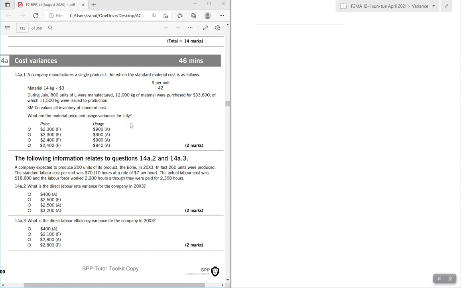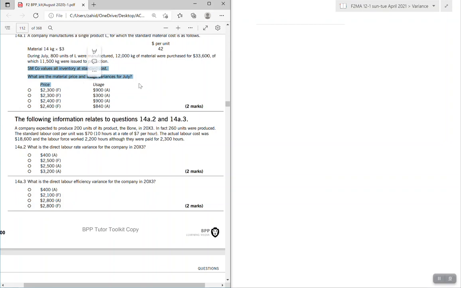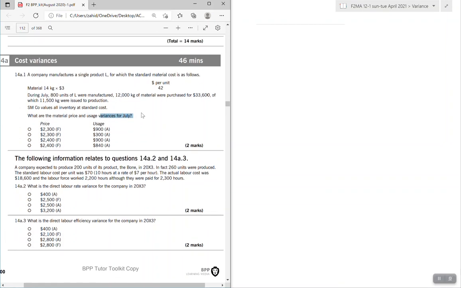What are material price and usage variance? Remember, I have seen in many places where they have formulas for variances, and they are very difficult to memorize. So if you understand it conceptually, in my videos explaining the variances as well, I didn't explain formula, I explained the meaning of that variance. So once you understand the variance's meaning, you will see I never use formula to answer these questions. Okay, so what are they asking? What are the material price and usage variance for July?